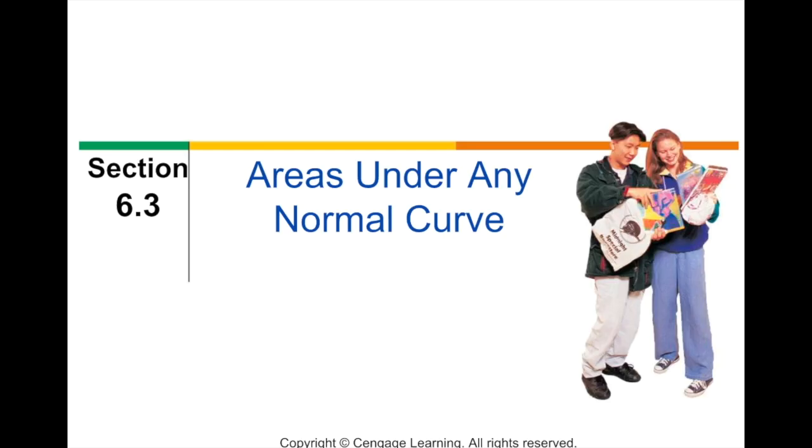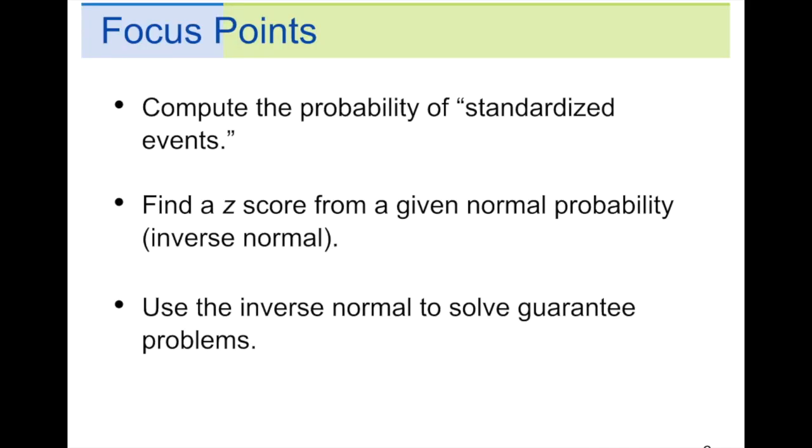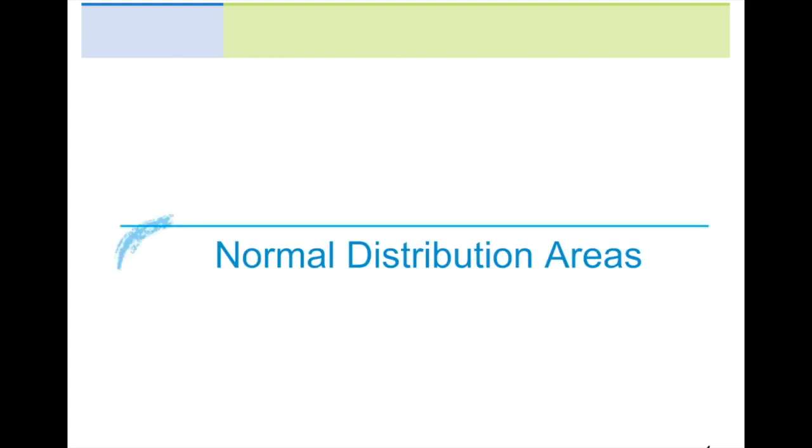Section 6.3, Areas under any normal curve. Focus points. Compute the probability of standardized events. Find a z-score from a given normal probability using the inverse normal. And use the inverse normal to solve guarantee problems. Normal distribution areas.